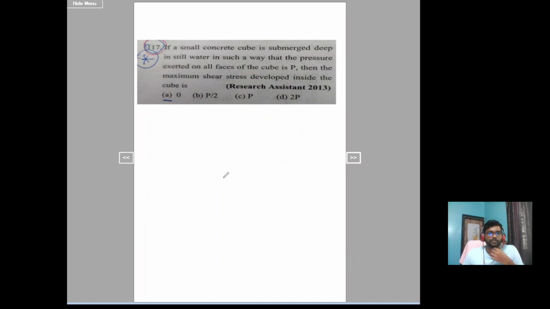If a small concrete cube is submerged deep inside still water in such a way that the pressure exerted on all faces of the cube is P, then the maximum shear stress developed in that. So it is an example of hydrostatic stress condition. Let's take this as the cube. On this cube, in all directions, the principal stresses are equal, which is P. The pressure exerted on all faces is equal, which is P. So this is the example of hydrostatic stress condition.